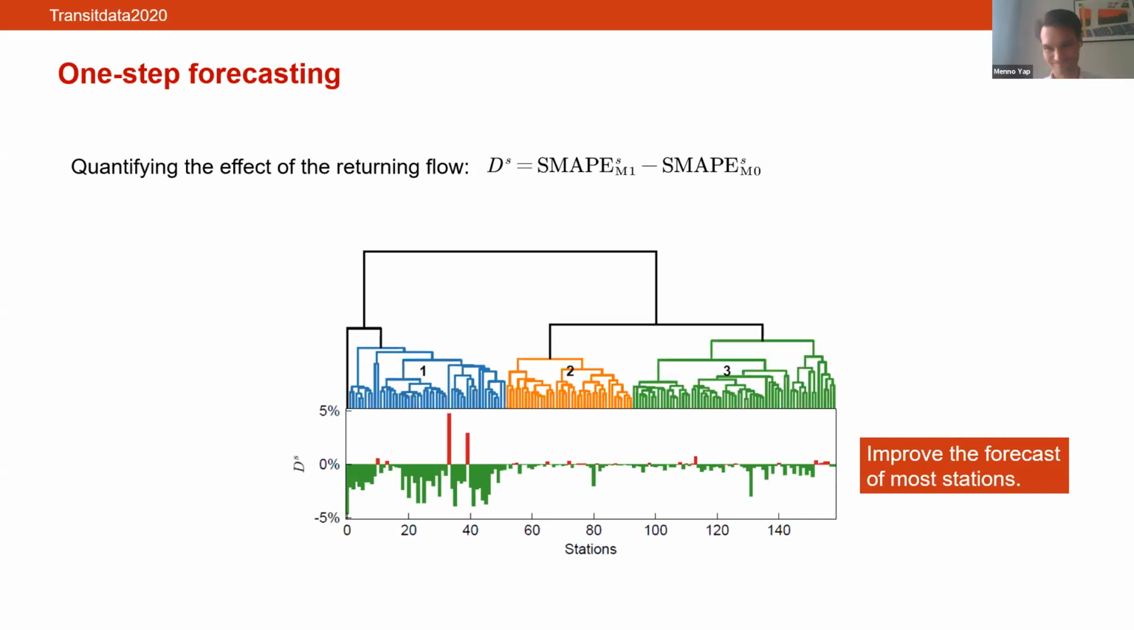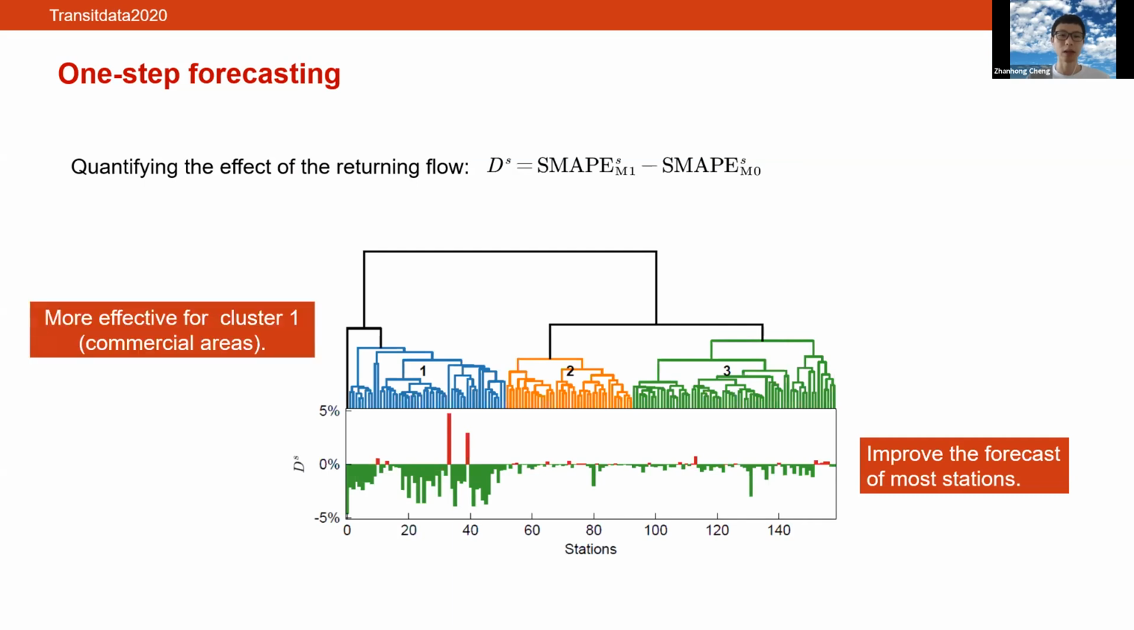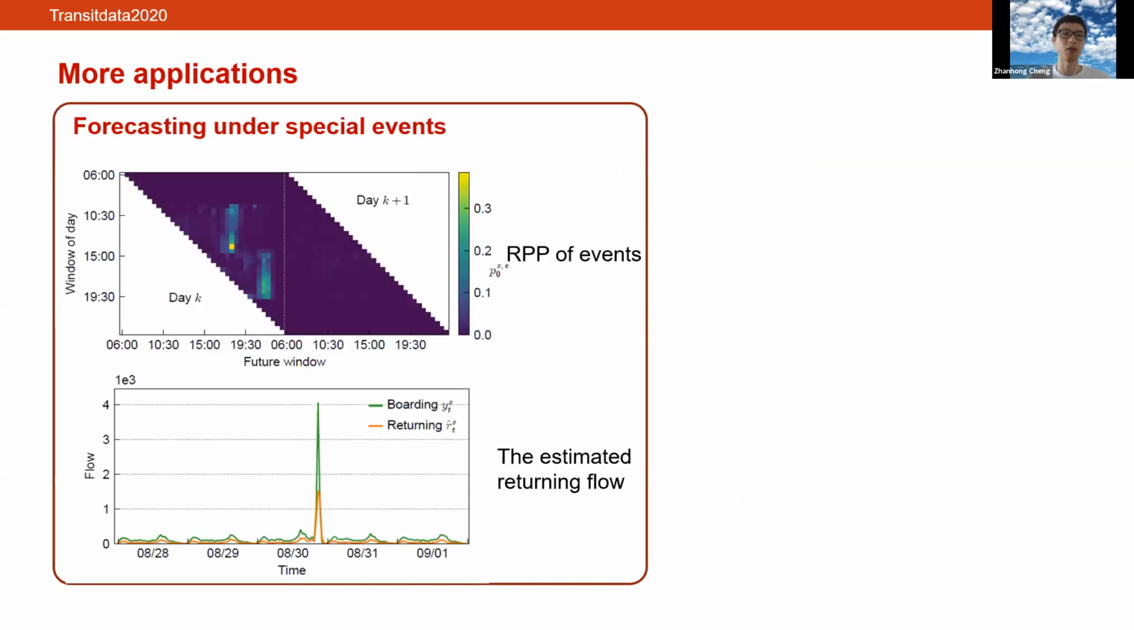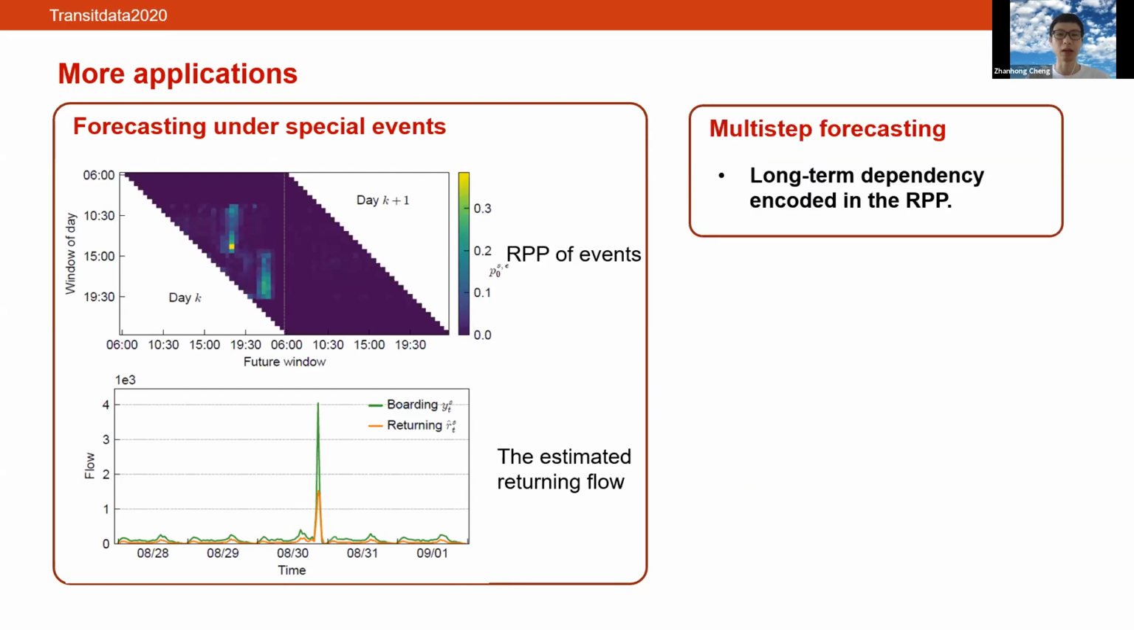Cluster the stations by their RPP, and we can find for cluster 1, the commercial areas, the returning flow can better help the boarding flow forecast. And for more applications, we found the RPP and this travel behavior-based forecast can better help us to predict the boarding flow in some anomaly events. And it can also help in the multi-step forecast.